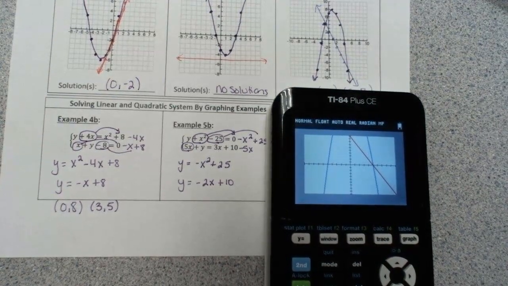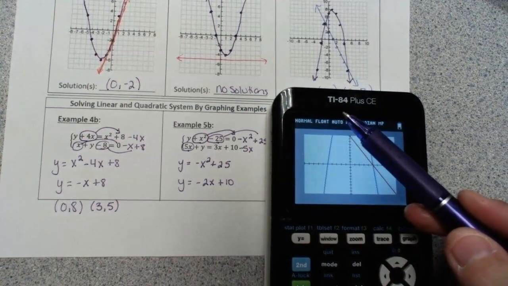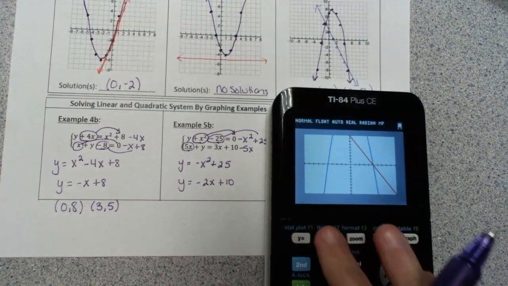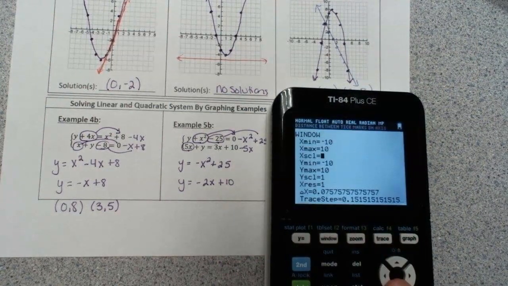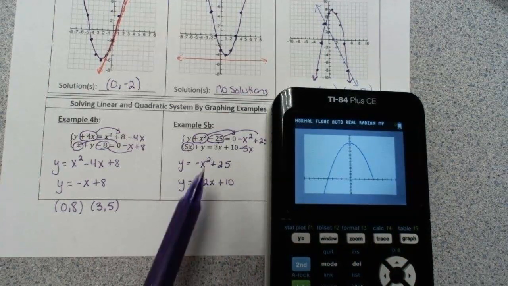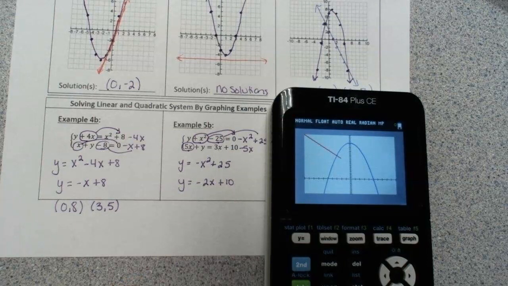So I see one of the intersections, but the other intersection is way up here. So I'm going to adjust. You can either zoom out or adjust your window. I'm just going to change this to go all the way up my y, all the way up to 30, and let's see if that works. And I just picked 30 because it was bigger than 25. There we go. I can see both of them now.